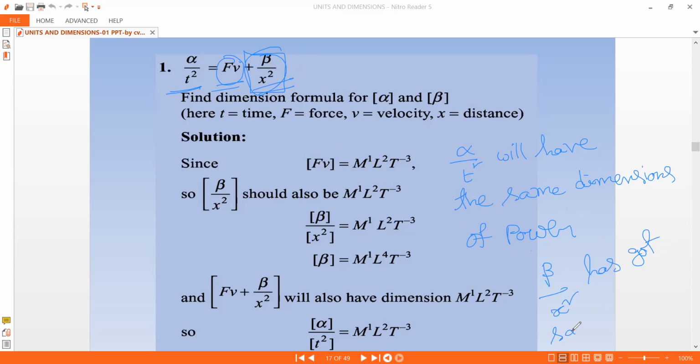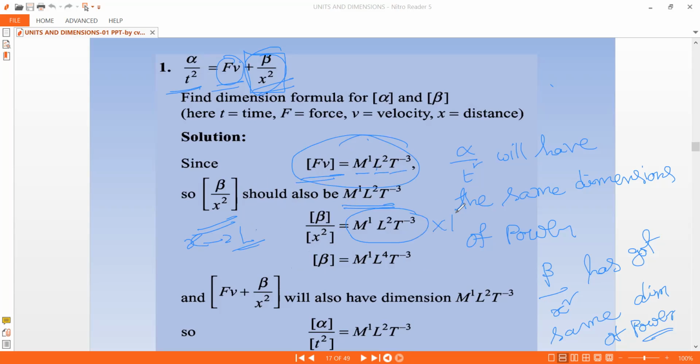Based on this idea, this question is solved. You can see that f into v is M L square T power minus 3, the dimensions of power over here. Beta by x square should have the same dimensions of power. Here x is a length parameter, so that substitutes the L. In order to find beta, this entire quantity is multiplied by L square. So those are the dimensions of beta.